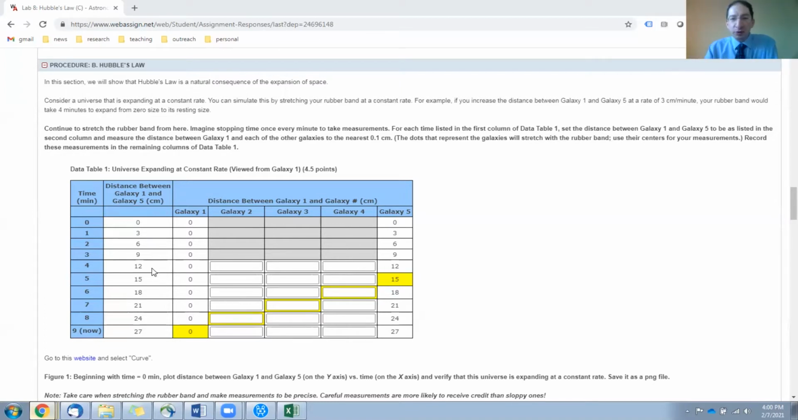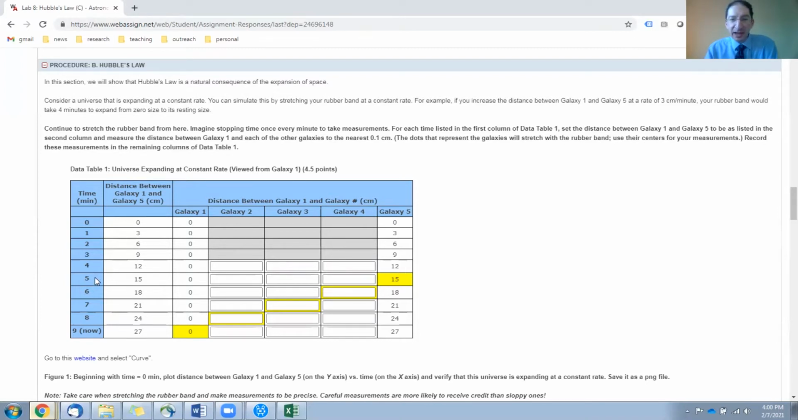And so using your ruler, you'll measure the distance between galaxy 1 and galaxy 2 and put that here, between galaxy 1 and galaxy 3, put that here, and between galaxy 1 and galaxy 4 and put that here. You don't have to measure the distance between galaxy 1 and galaxy 5, because that's what sets the length of the rubber band, and you set that to 12 centimeters.